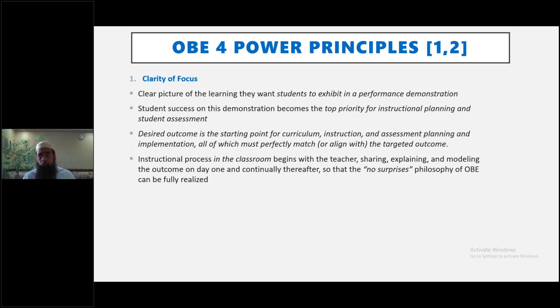Now, instructional process in the classroom should begin with the teacher totally making all of these transparent and clear, and basically explained well and understood well by students right from day one. And we don't have kind of the shock treatment or surprise treatment where you're even assessing a student with some activity that's never been taught. That's not OBE. So these are some references.